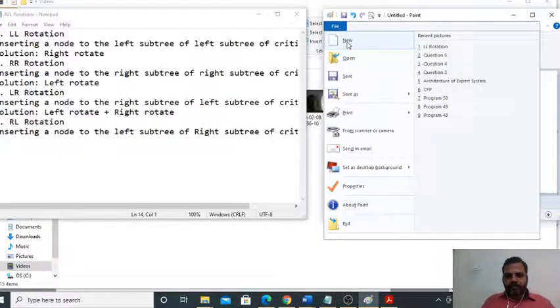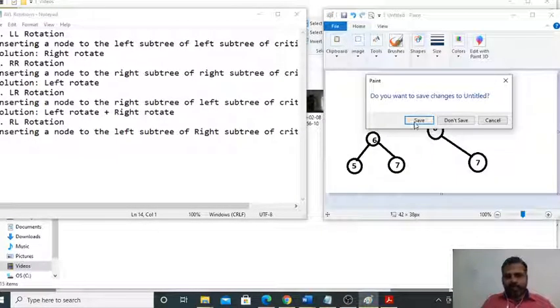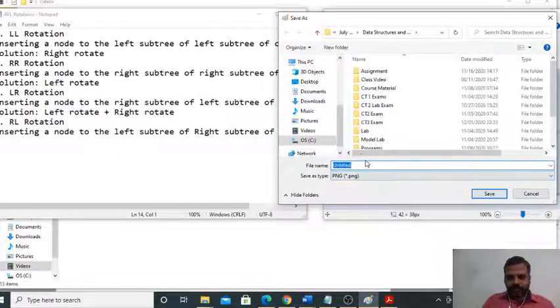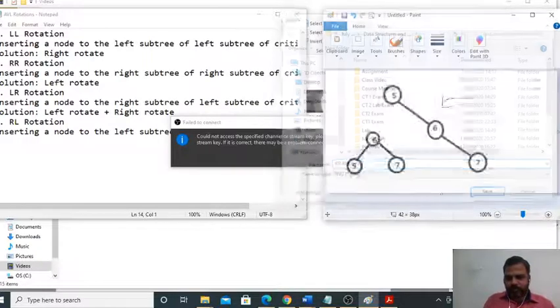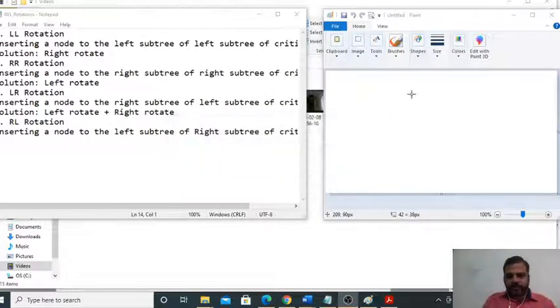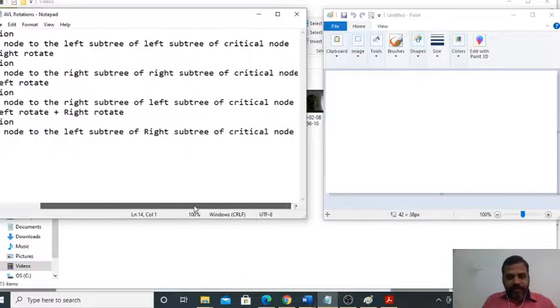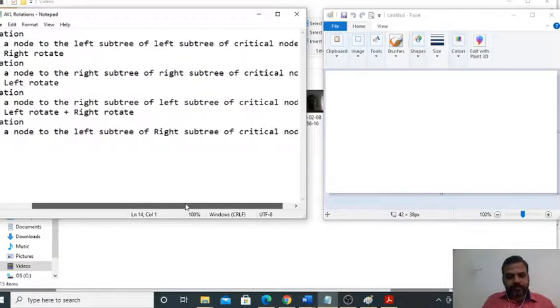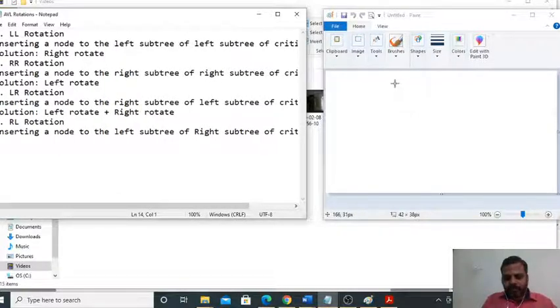Now we can go for LR rotation. Just look at the definition. Inserting a node to the right subtree of the left subtree of the critical node. Okay, right subtree of the left subtree of the critical node. So let us take an example.